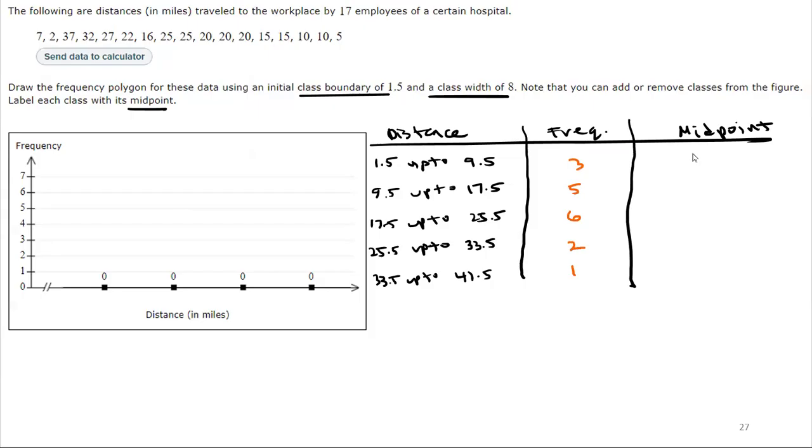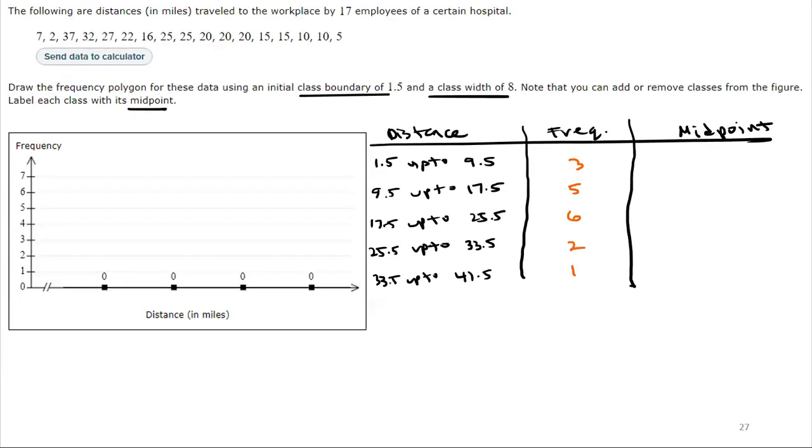All right. So you need to find the midpoint for each of these ranges and then plot your frequency polygon here, on this graph. Okay. So the midpoint, all you're doing is adding the two numbers that you have and then dividing by 2. So that would be 1.5 plus 9.5 divided by 2. And that gives us 5.5.